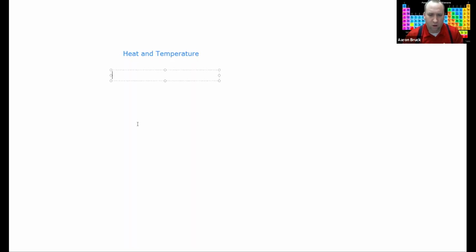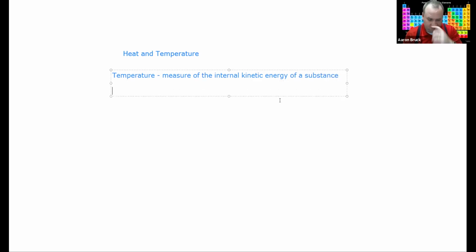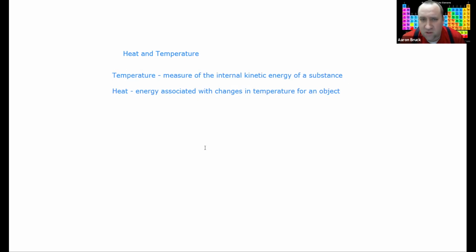Now, you may recall from our definitions in Gen Chem 1, temperature is the measure of the internal kinetic energy of a substance, whereas heat is the energy associated with changes in temperature for an object. So that is the difference between the two.